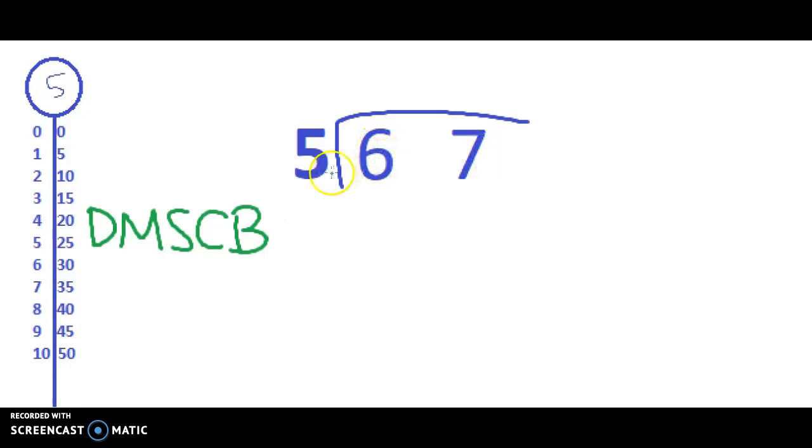Today I'm going to solve 67 divided by 5. I've already written my problem the 4th grade way, made a lollipop for my boss number, and written the steps of long division: divide, multiply, subtract, check your work, bring down. I want to come over to my lollipop and put a star next to my multiples of 5.